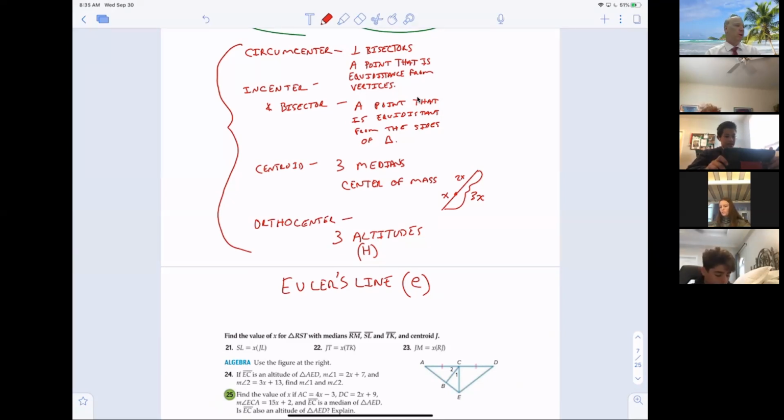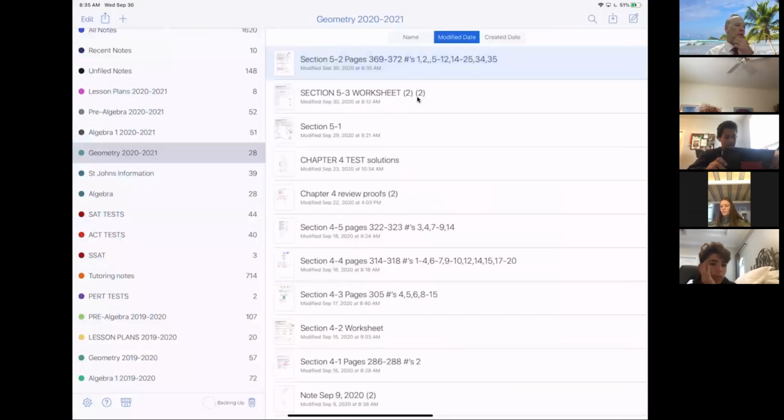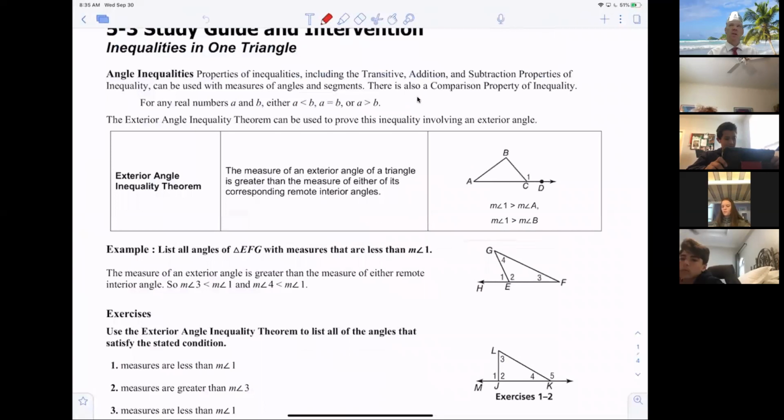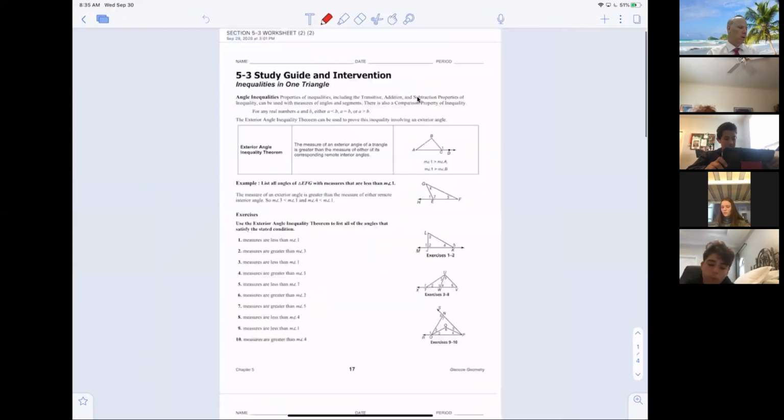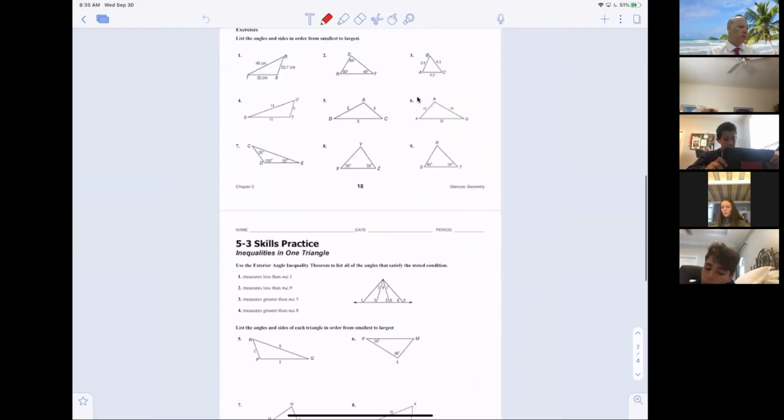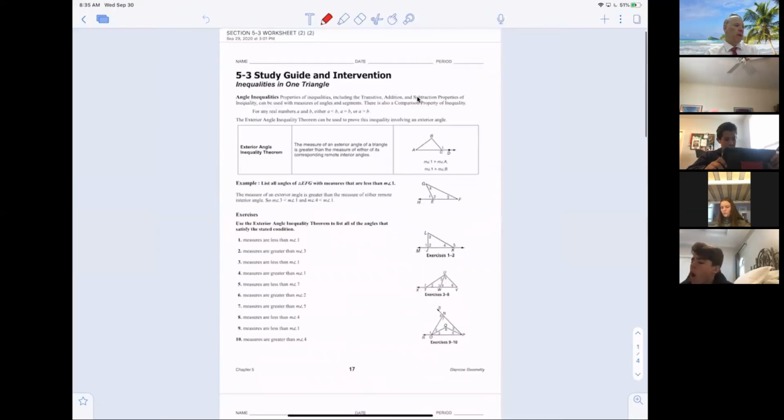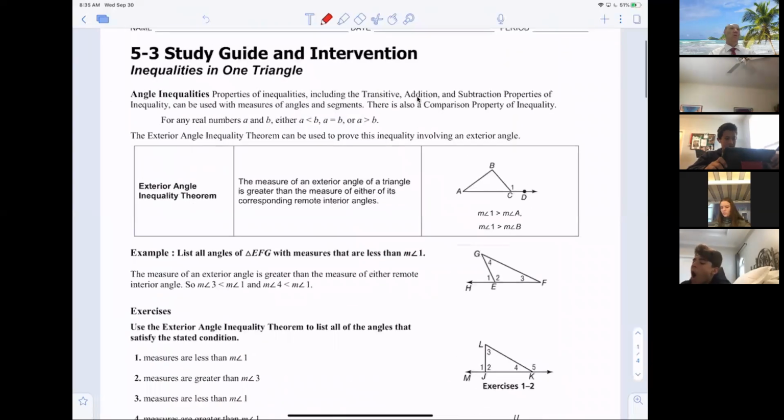So again, very good. Now what I want to do is download section 5.3 real quick. This is the easiest thing in the world today. I think this is the easiest thing we've done. And this is very beneficial on standardized tests, because the people who write tests aren't very good at geometry. So if you remember these couple rules, it'll save you a lot of time on some of the standardized tests.